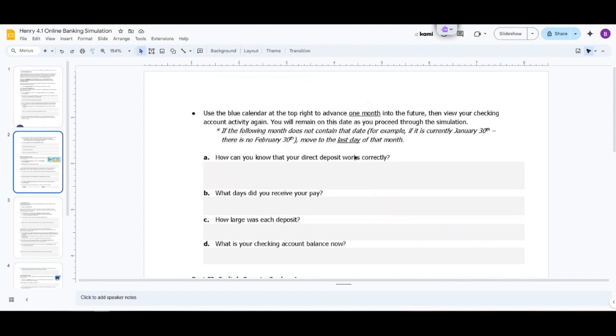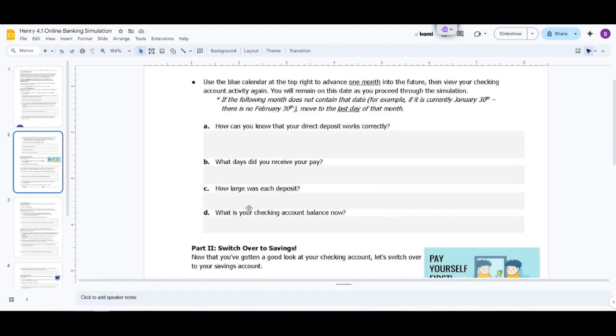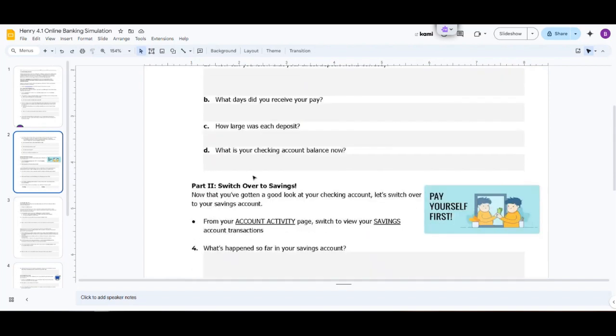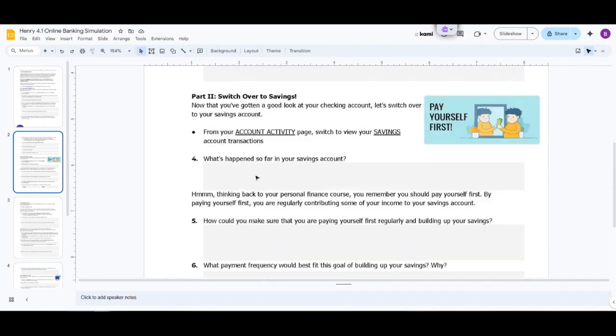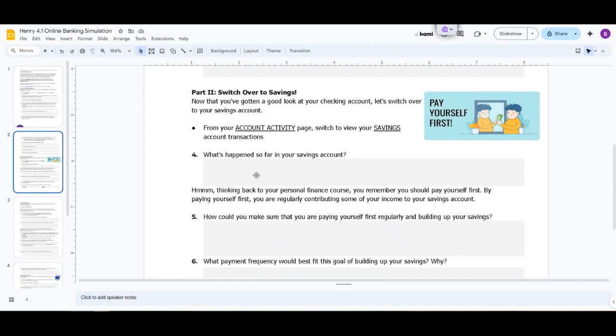So how do I know it's working correctly? Because I'm seeing the deposits. It has questions here about how large the deposits were, what your checking account balance is now, and so on. So we're off to a good start.